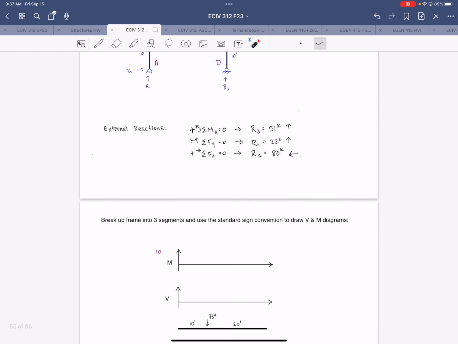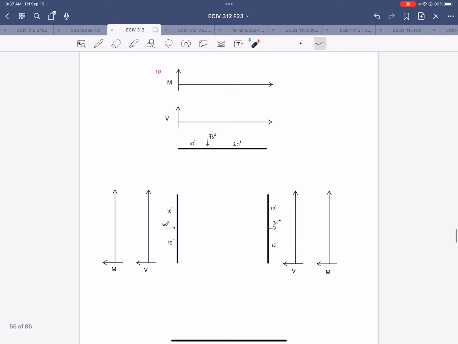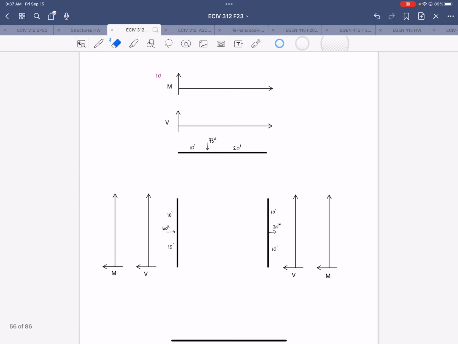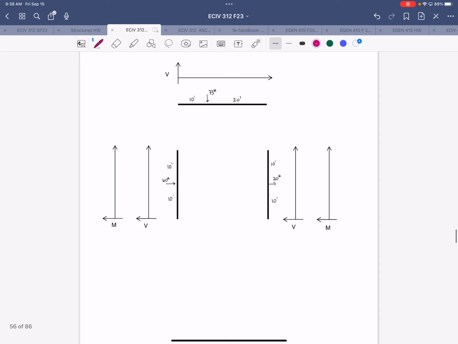So those are listed here. We'll apply them on the next page, and we'll work our way through the frame to find all the internal forces. So first, we'll write those reactions on the free body diagram. And this is what we call an expanded free body diagram because we are breaking the individual columns and beams apart at the rigid joints to expose the internal forces that are transferred through those joints.